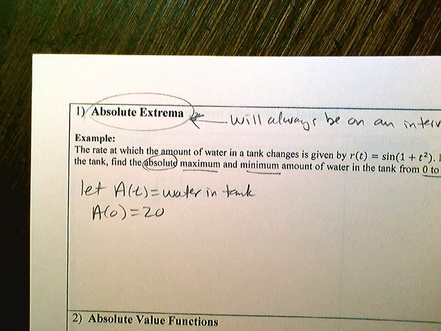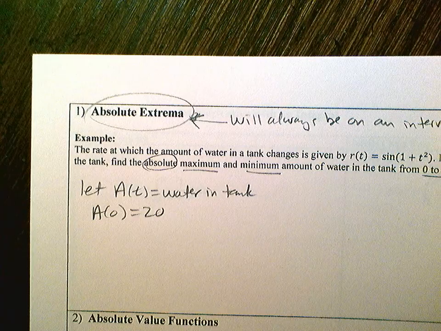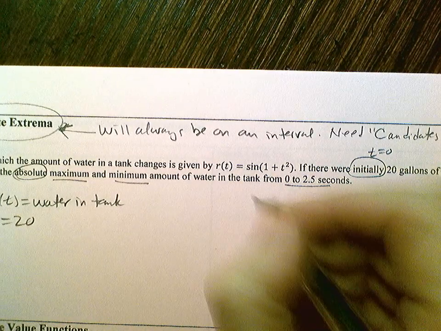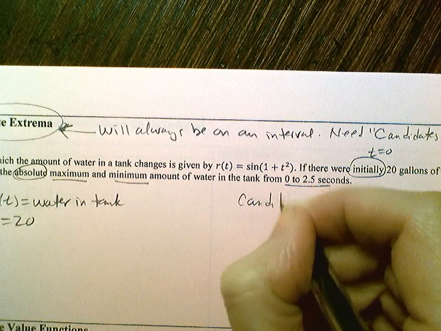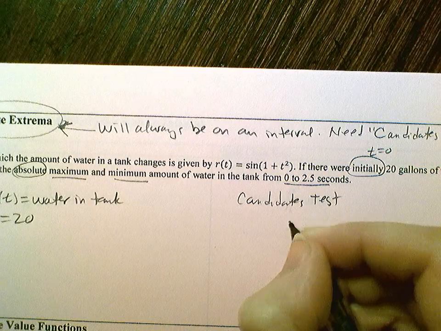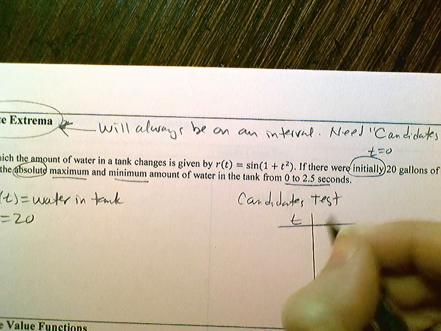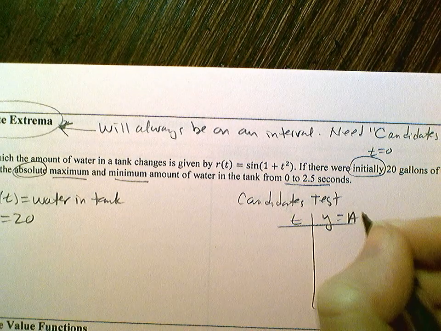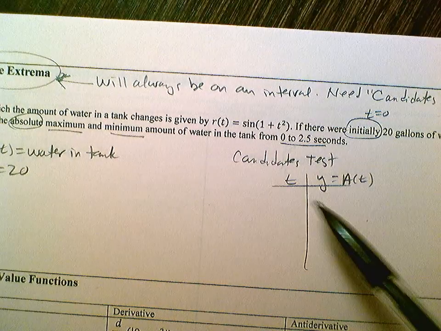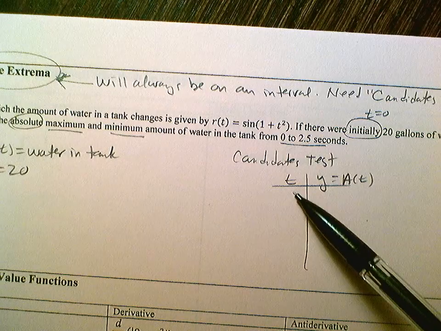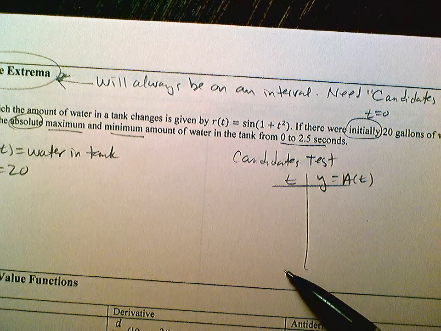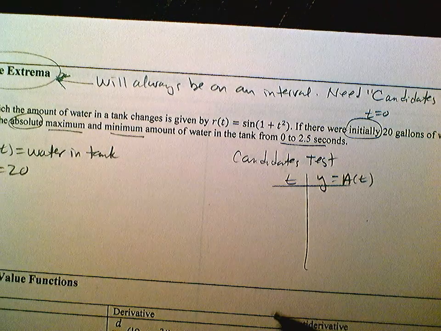And guys, when you're going to use the candidates test, the candidates test works like this. So over here we'll get ready for the candidates test. You make a table of values. So we've got T, that's our input, and then our output Y is going to be given by A of T. It's called the candidates test because here you list all of the candidates for which an absolute max or min might occur at.